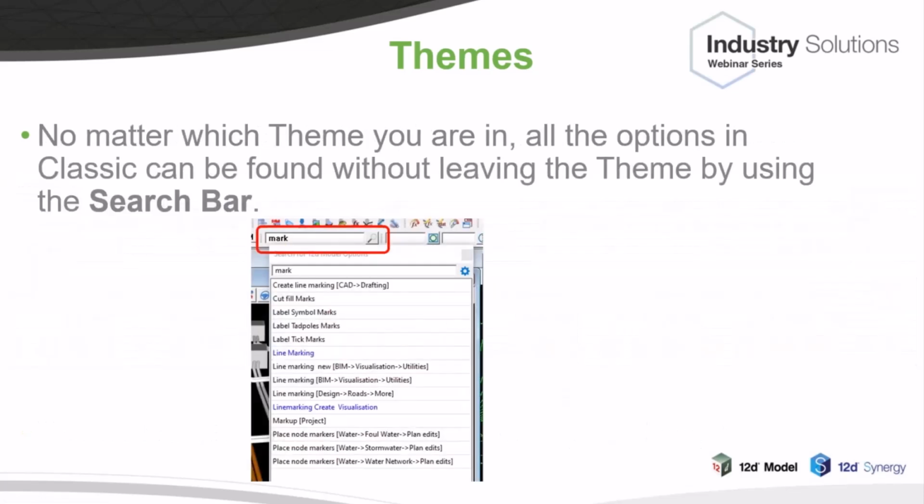Although you mightn't see it in your theme on a menu, you can still find all options by typing into the search bar. So it'll find anything there is and bring it up for you, even if it's not visible on one of your menus.